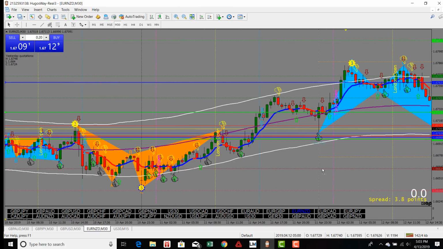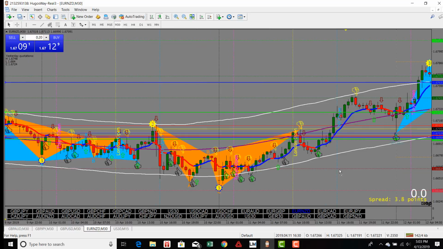Now, let me show you something of why you want to not take all the harmonics. So take a look at this one. As soon as I saw this harmonic forming, the first thing I'm looking at is, where is my TP border? Where is my first take profit? My first take profit is way up here at the D. So I'm already not excited about this trade. So for me, I'm not taking the trade.